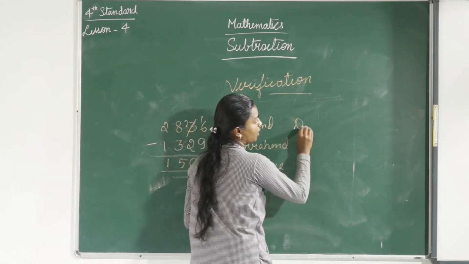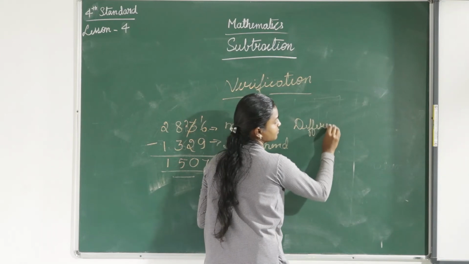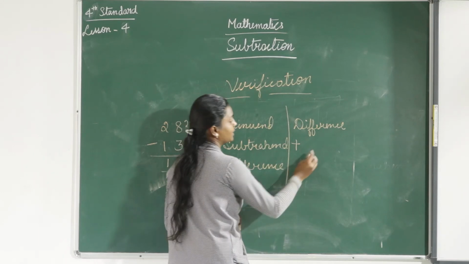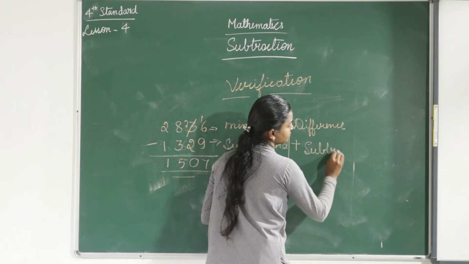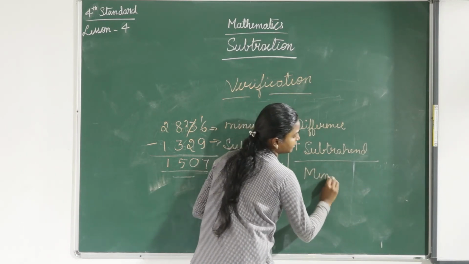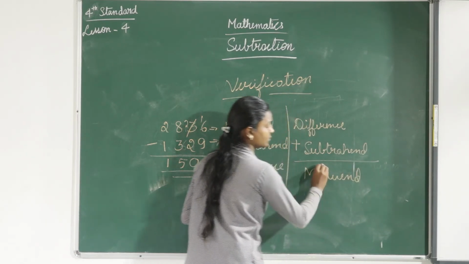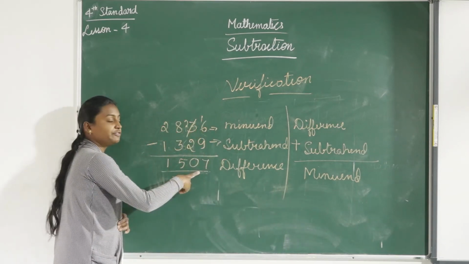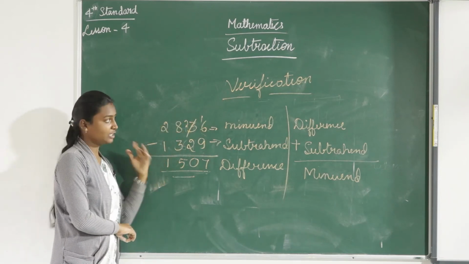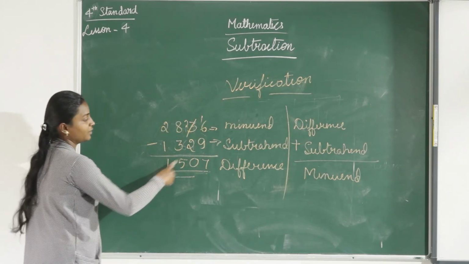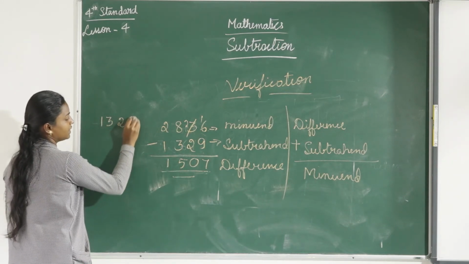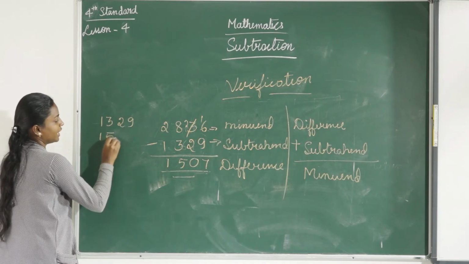So what is the relationship between this and verification, how to verify? The difference plus the subtrahend should give the minuend. After adding the difference and the subtrahend, if you get the minuend, then what you did is correct. So let's cross check this. Here the subtrahend is 1329 and the difference is 1507.